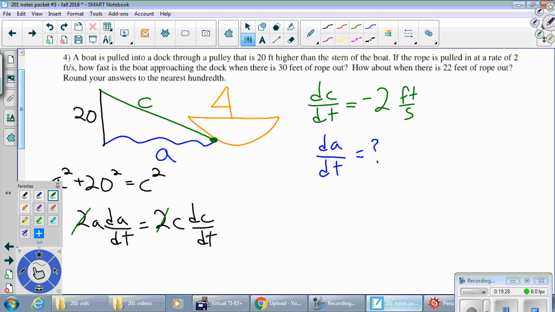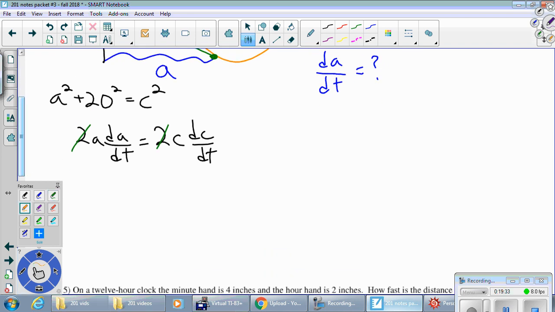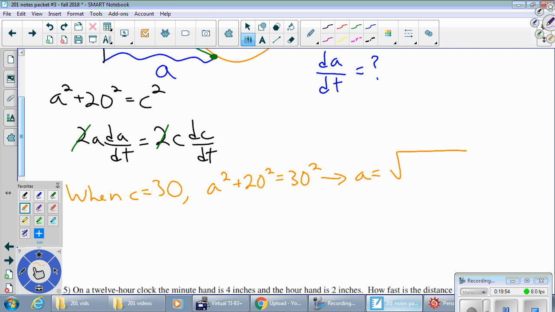Okay, so now we're ready to fix this thing 30 feet out. So let's do that here. When C equals 30, that's 30 feet out. How are we going to find the value of A? We've got the Pythagorean theorem right there. So when C is 30, A squared plus 20 squared equals 30 squared. So that means that A is the square root of 900 minus 400, which is 500. And then we have enough to plug into our black equation right here.